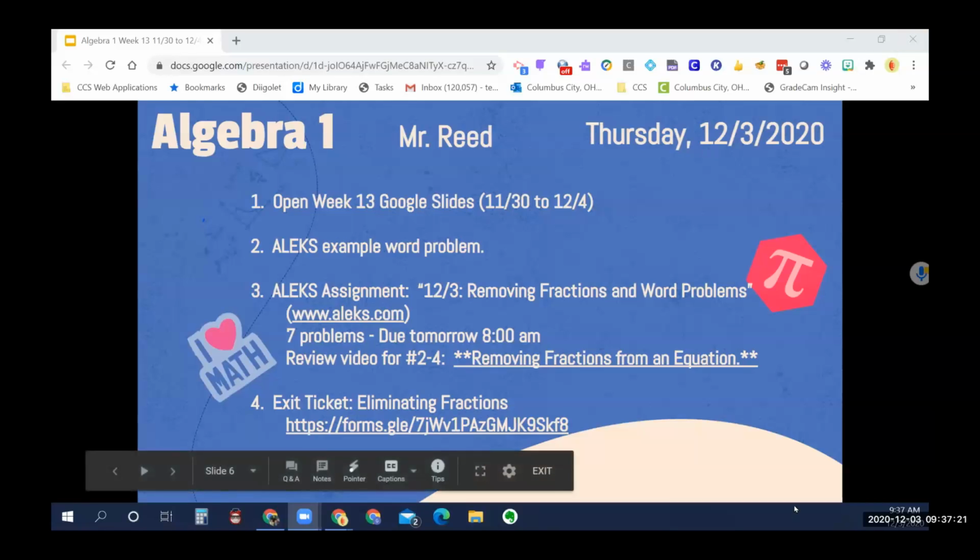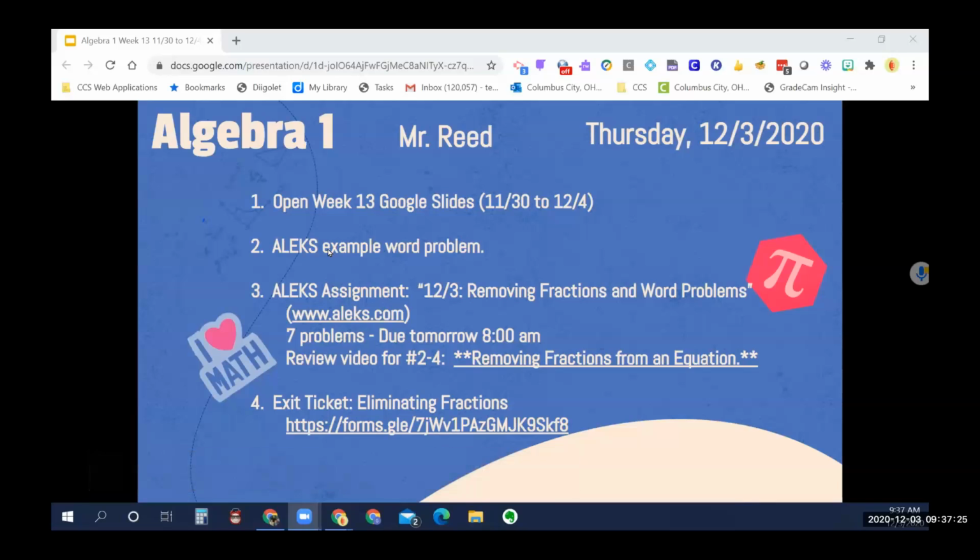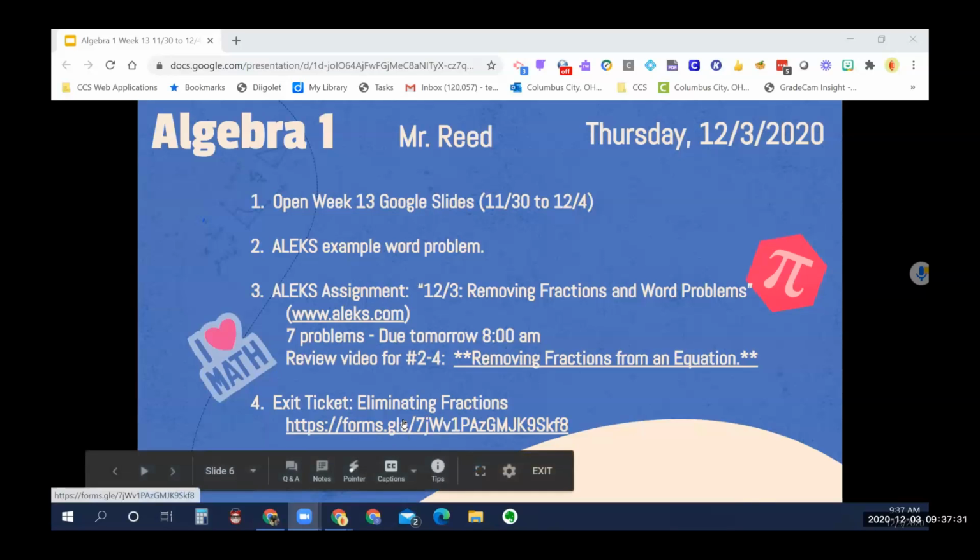So our agenda, I'm going to do two examples instead of one. And then it's just this Alex assignment and this exit ticket. I'm going to try and get those posted into Google Classroom here shortly. Maybe right after I do our examples, I'll post both of those in Google Classroom.